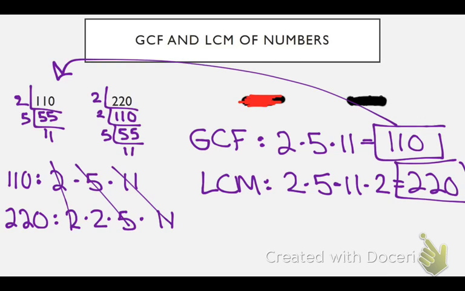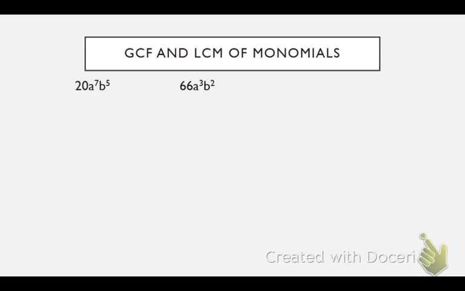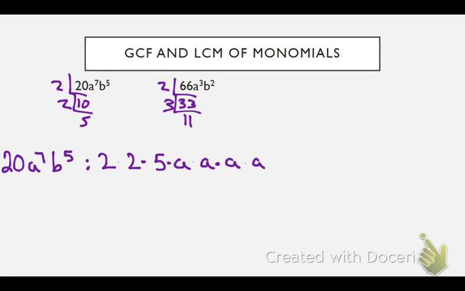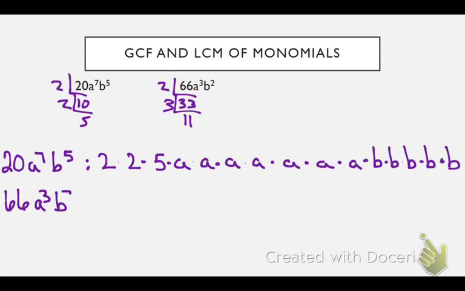Okay, so now for the monomials, we've got 20a to the 7th b to the 5th, and 66a to the 3rd b squared. Again, prime factorization, and now we list out all the expanded form of our factors. Now what do we do? Same thing that we did with numbers. We're going to match up our common pairs.